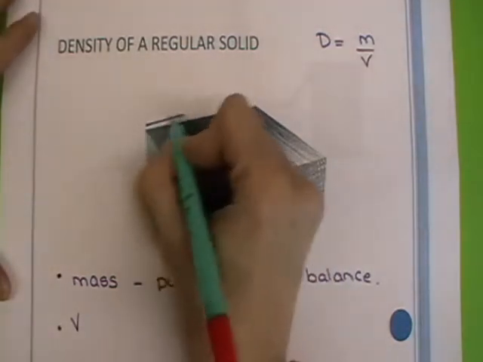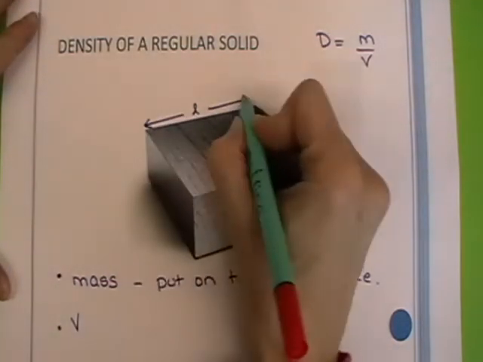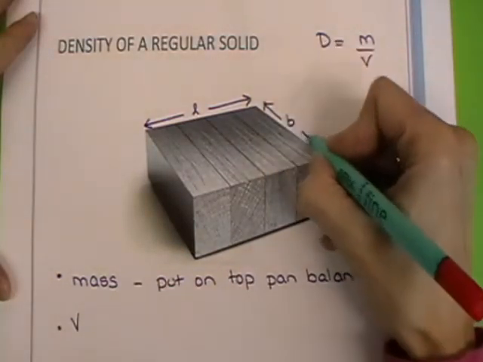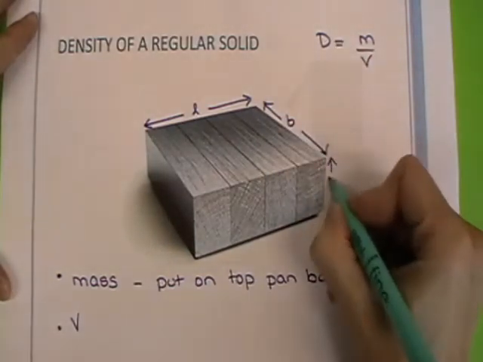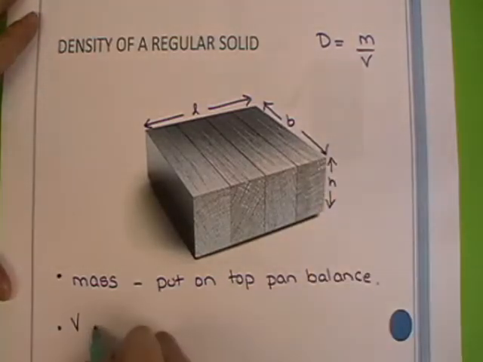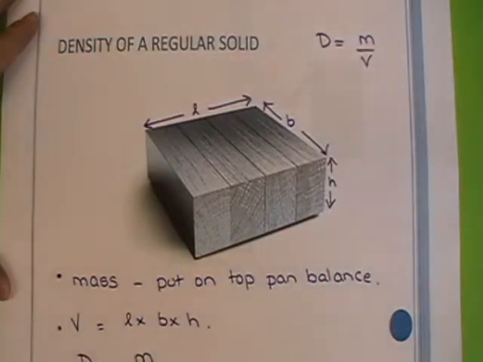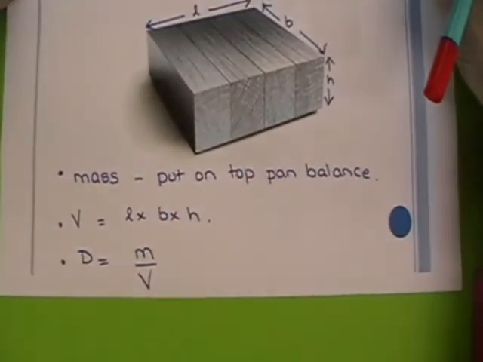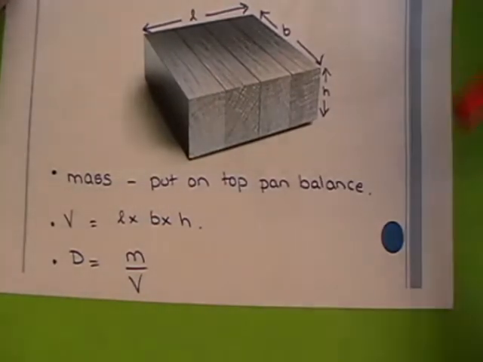To find its volume, you're going to have to measure its length, its breadth, and its height, and just multiply them. So volume equals length by breadth by height. And then the last thing you would explain is that you calculate density using mass over volume. So it's very straightforward, the density of a regular solid.